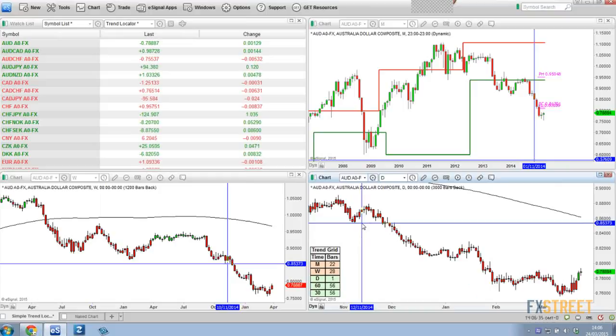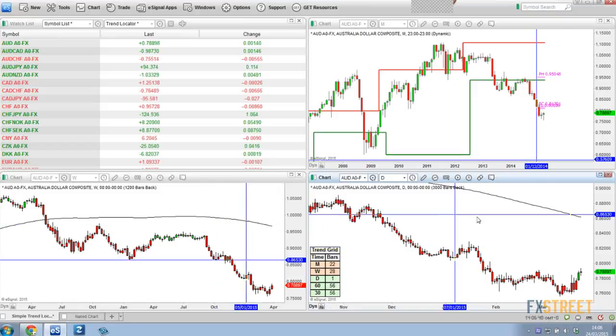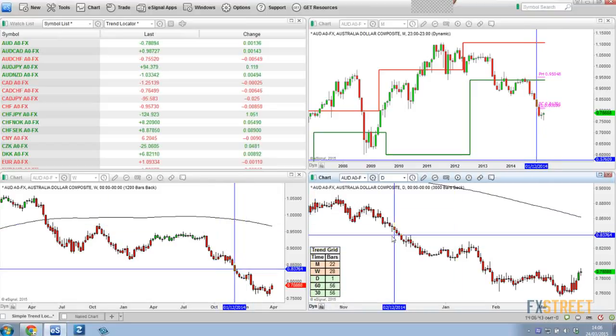So if price is below the weekly 200 moving averages and I've got a red trend filter on both the weekly and daily, I'm looking to go short, and I'm looking for a bear trend to establish in that clear space. If price is above the weekly and the daily 200 moving average and I have a green trend filter, then I'm looking for price to develop a bull trend in that clear space.